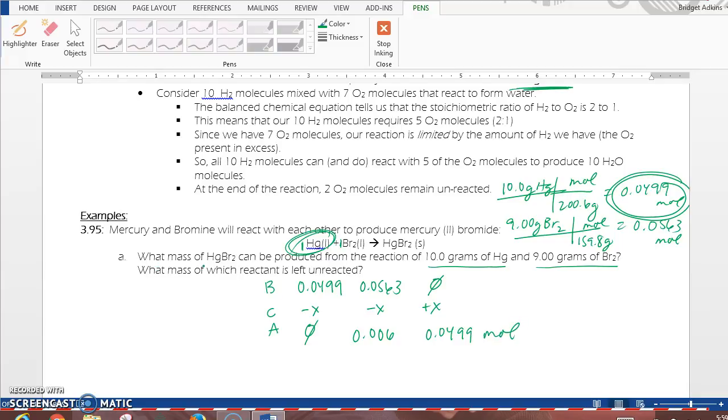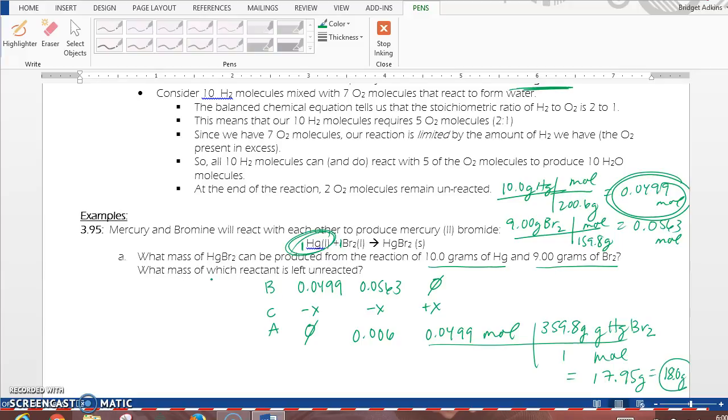So the question was, what mass of HgBr2 can be produced? So I've got to get this into grams, because this is my HgBr2. And so that molar mass is 359.8 per 1 mole. So 0.0499 times 359.8 gives me about 17.95 grams. So actually that should be 18.0 grams.